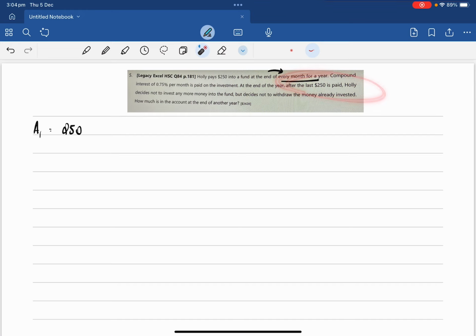after the last 250 is paid, Holly decides not to invest any more into the fund, but decides not to withdraw the money already invested. Okay, sure. How much is in the account at the end of the year? How much is in the account at the end of another year?